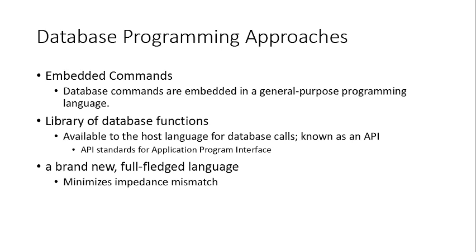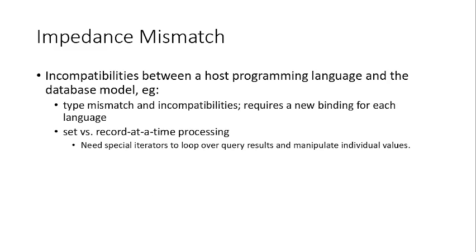So one of the main problems with the first two approaches is impedance mismatch, which does not occur in the third case, that is developing a brand new full-fledged language. So this minimizes impedance mismatch, and we'll see what is meant by this. It is a term used to refer to the problems that occur because of differences between the database model and the programming language model, that is incompatibilities between a host programming language and the database model.